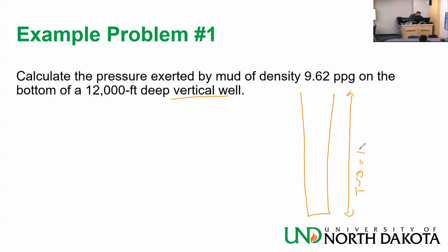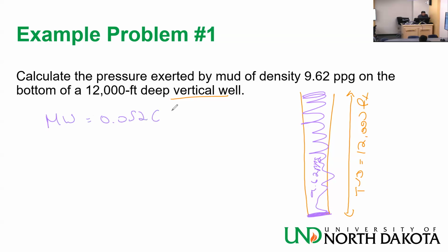TVD is 12,000 feet. It's filled with mud of, what is it, 9.62 ppg. I want to know the pressure here at the mat. So how would I solve it? You multiply it by the conversion factor of 0.052, and then you multiply it by the total feet here. This is ppg.